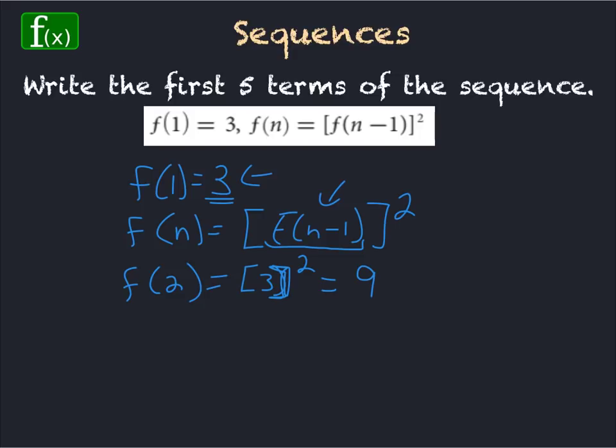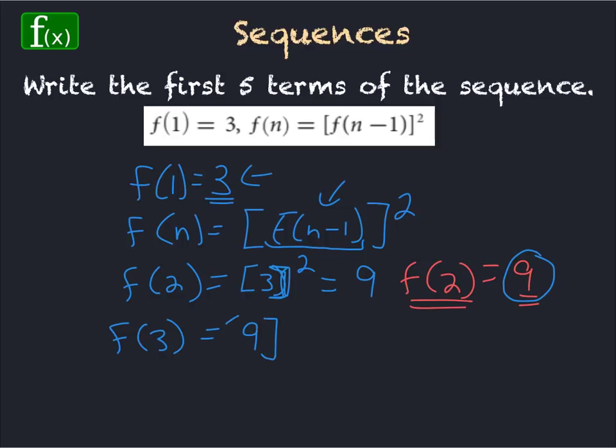Okay, so that means, I'll write this in a different color, f of 2 equals 9. And this is important because we're going to need this in order to figure out f of 3. F of 3 is going to be f of n minus 1. That means our previous term. Our previous term, f of 2, was 9. So we're plugging in 9. We'd have 9 squared, which is 81. And you need that previous term in order to figure out the next term. F of 3 is 81.